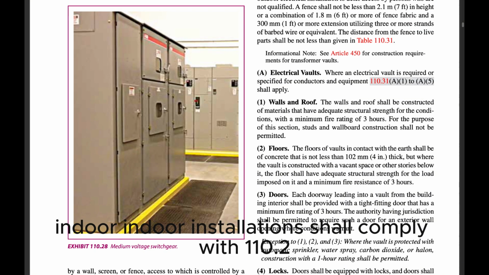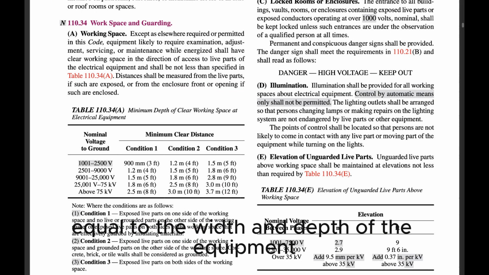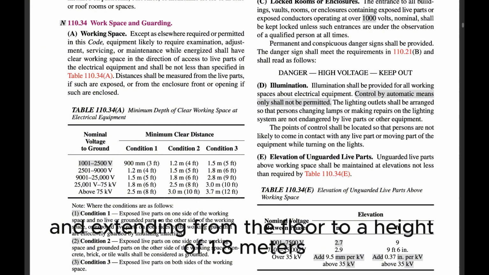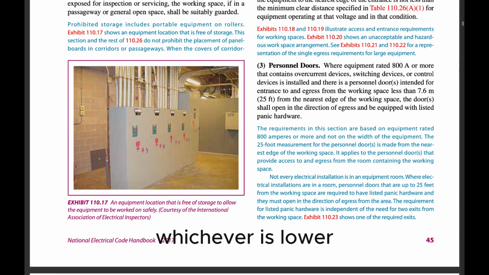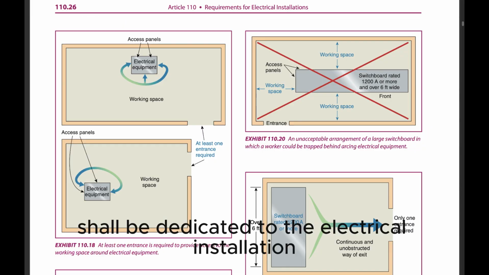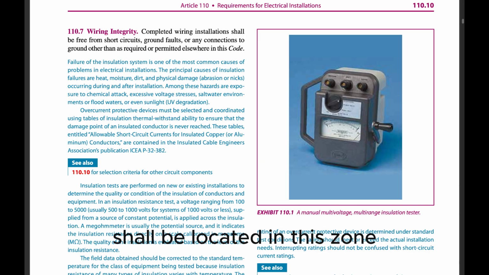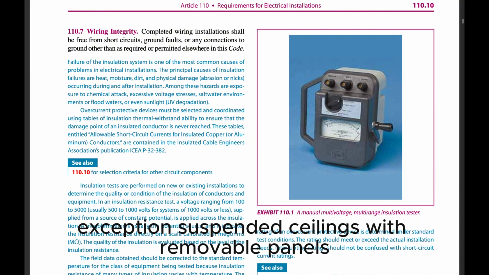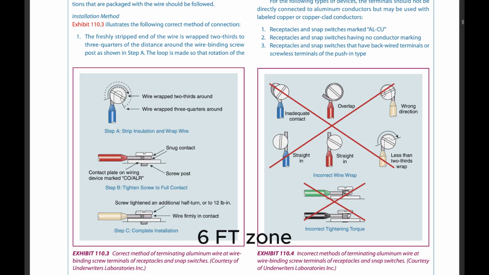(1) Indoor. Indoor installations shall comply with 110.26(E)(1)(a) through (d). (a) Dedicated electrical space. The space equal to the width and depth of the equipment and extending from the floor to a height of 1.8 meters (6 feet) above the equipment or to the structural ceiling, whichever is lower, shall be dedicated to the electrical installation. No piping, ducts, leak protection apparatus, or other equipment foreign to the electrical installation shall be located in this zone. Exception: Suspended ceilings with removable panels shall be permitted within the 1.8 m (6 ft) zone.